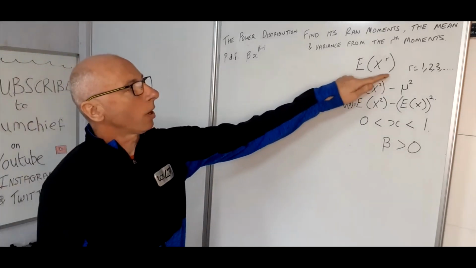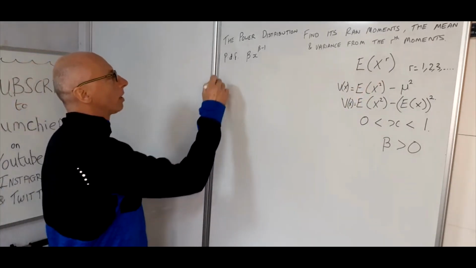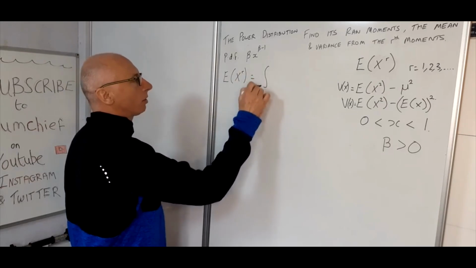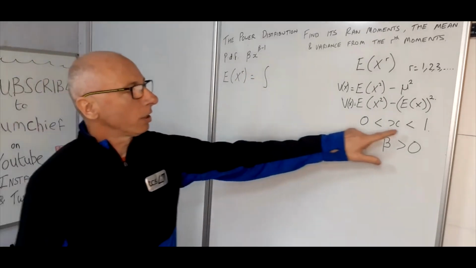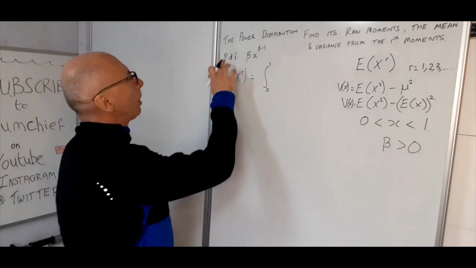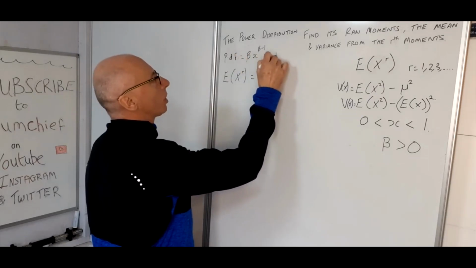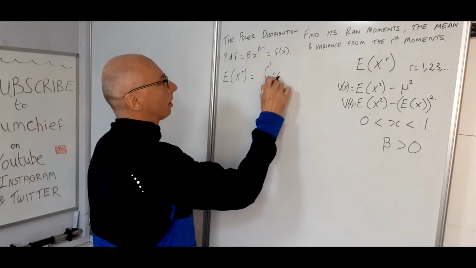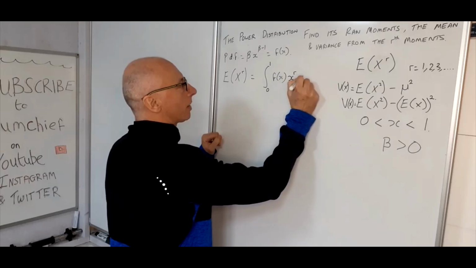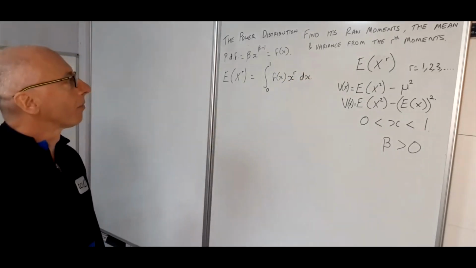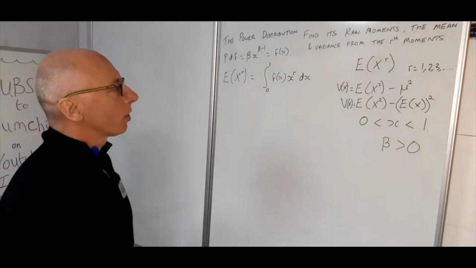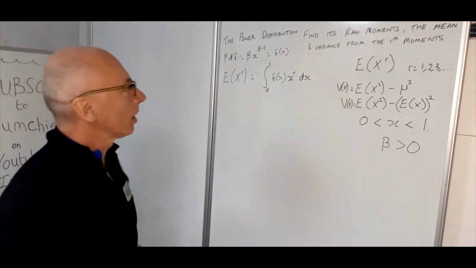Now next we want to find what E[X^r] is. So the formula for this is E[X^r]. It's basically the integral over the range of this distribution, which is 0 to 1, of the PDF, which is our f of x, and then we multiply this by x to the r, and then take the integral with regards to x. So this is going to be our first important calculation in order to find the variance and the expected value.